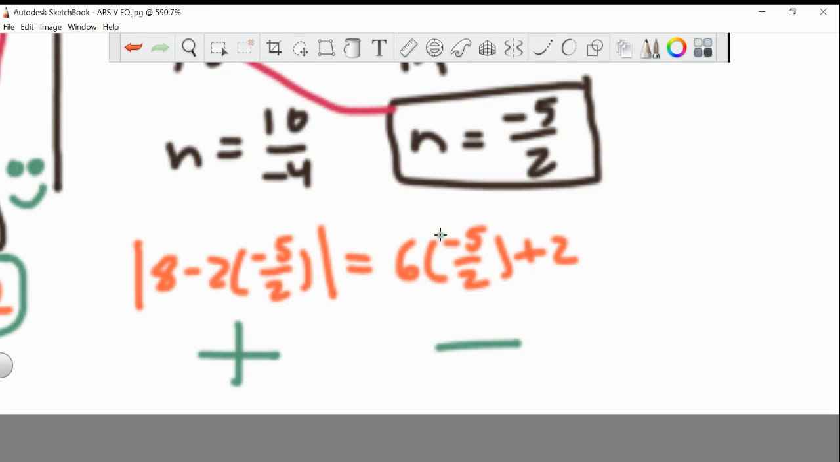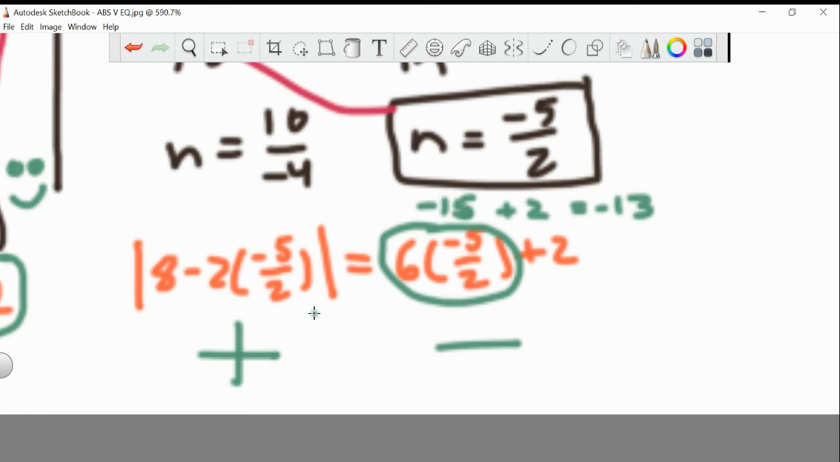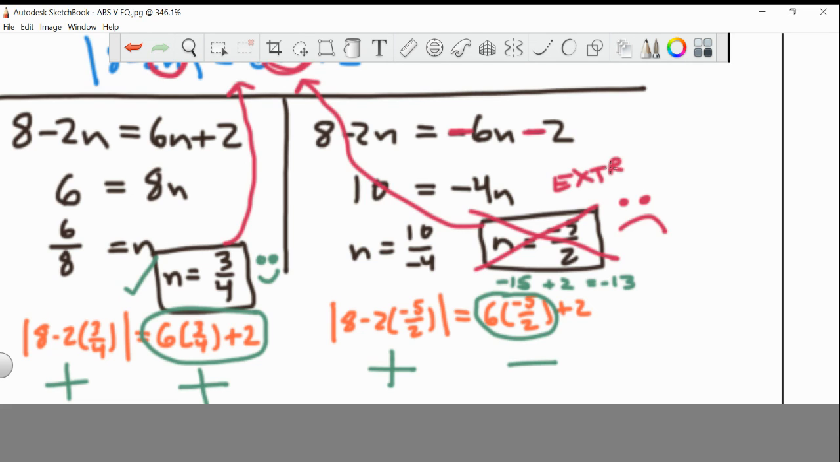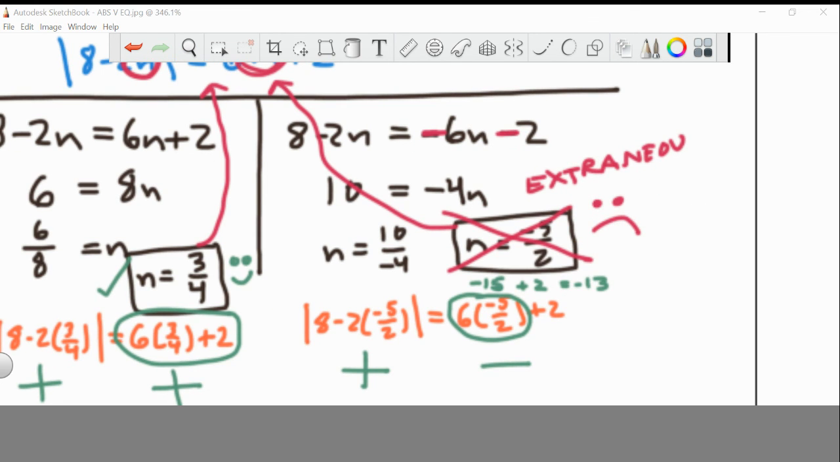You could do the math, right? You could say 6 times negative 5/2 is going to be negative 15. Negative 15 plus 2 is equal to negative 13. And so we've got positive equals negative. And so here, we've seen it. Okay, this answer right here does not work. This answer is extraneous. And again, a word that you want to try to add into your vocab. Extraneous. Okay, it doesn't work.